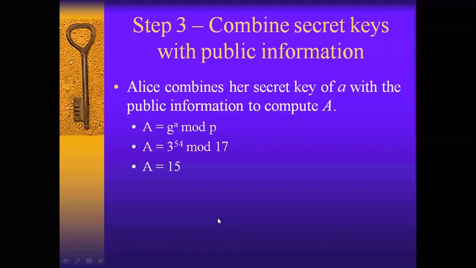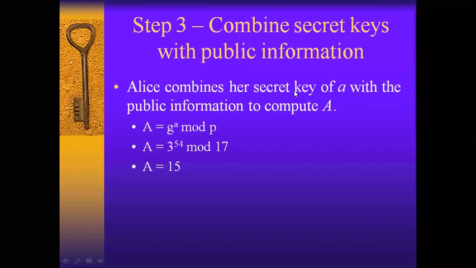Now let's move on to how we are going to combine all these things and find out the public information. So now what will Alice do? Alice will combine her secret key A with the public information that has been given. What is the public information? That is the value of G and P. According to the example, the value of G is 3 and the value of P is 17, which is public information.